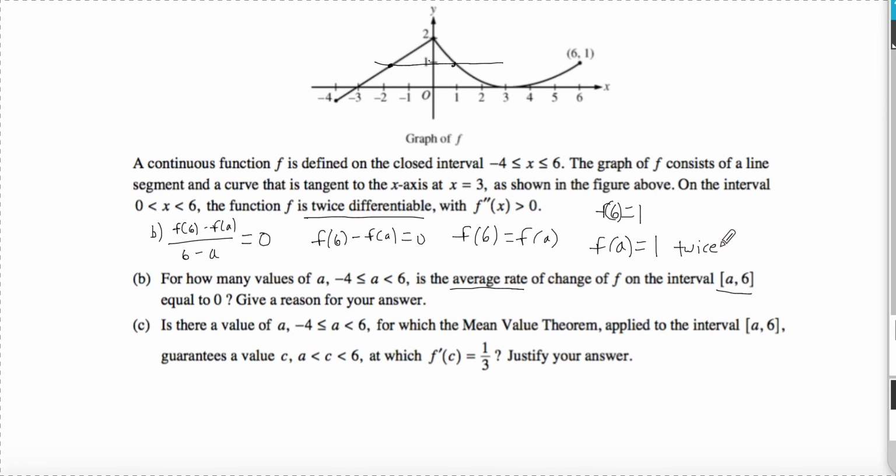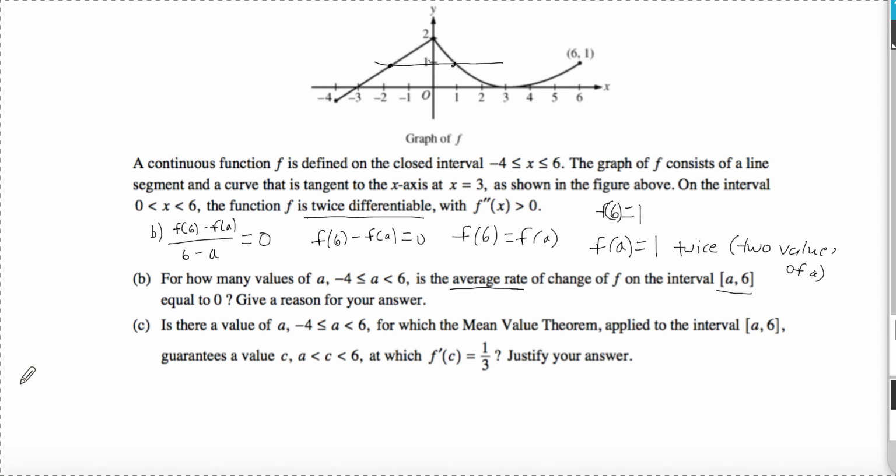And it says to give a reason for your answer. Showing this work is our reason for our answer. All you had to say was there are 2 values of a for which this is true by showing these steps. Twice, 2 values of a. Okay. So that was part B.